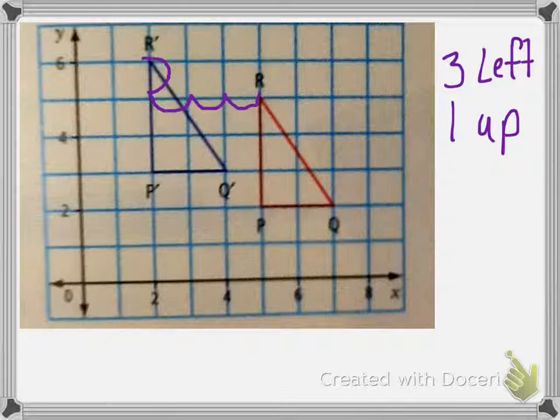Again, you can test that with any of the points as long as you select the corresponding vertice. So let's do it one more time, this time with P. We move 1, 2, 3 units left and 1 unit up. So if we were describing this translation, we would describe it as a translation 3 units left, 1 unit up.